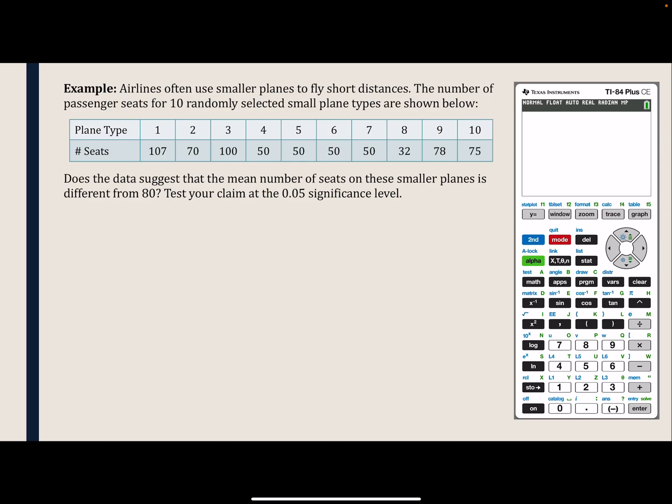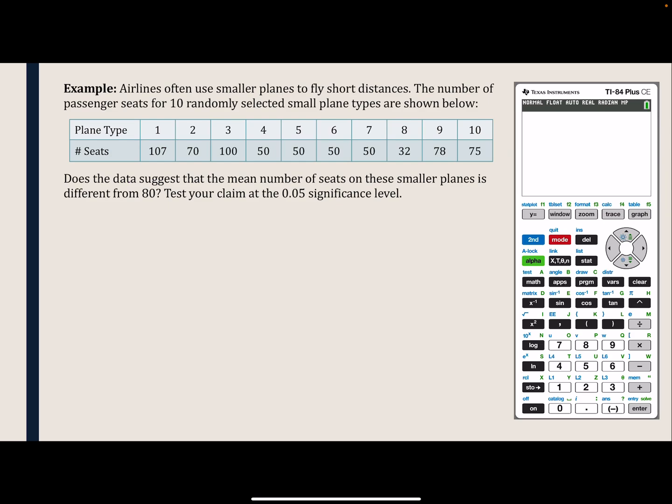So the other way that we can run a t-test is with data. So that's what we are showing in this example. It says airlines often use smaller planes to fly short distances. The number of passenger seats for 10 randomly selected small plane types are shown below. Does the data suggest that the mean number of seats on these smaller planes is different from 80? Test your claim at the 0.05 significance level.